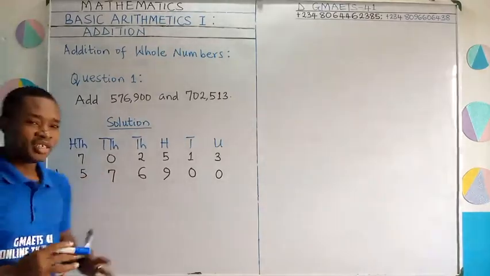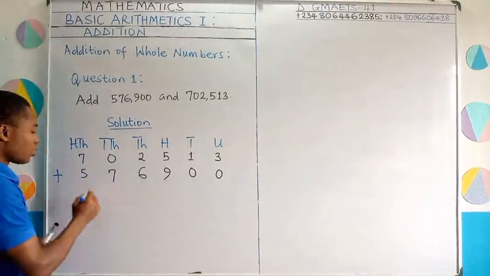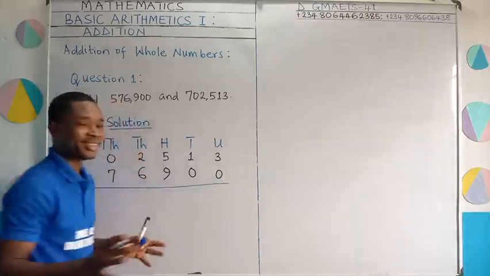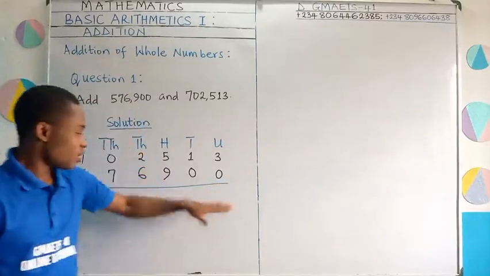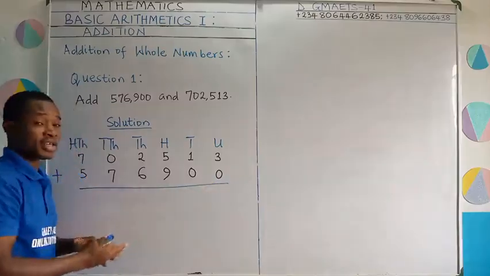Good. What a neat arrangement. I've arranged these numbers under their place values. Secret number 1 is done. This is the time I will now start adding. So I just drew a line here to separate the numbers I'm adding from the answers I'm going to get.